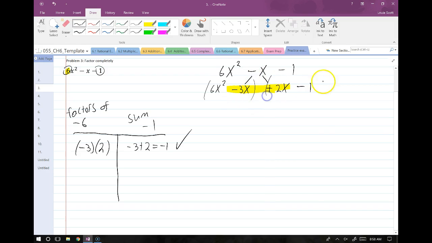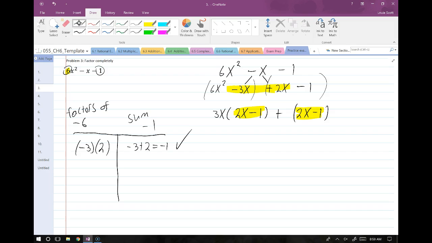Speaking of grouping, this is where we do our grouping step. So what can I pull out of these first two terms? Well, I can definitely pull a 3 out. It also looks like I can pull an x out. So I'm going to pull out 3x, and that's going to leave me with 2x minus 1. All right, and then I'm going to notice that the other one, I can't pull anything out, but that doesn't really matter, because I have exactly the factor that I wanted. So now I have my matching binomials here, which means I'm allowed to do my factoring by grouping.